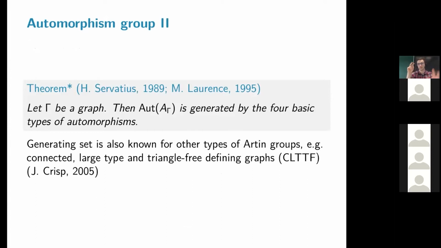This is somewhat independent of your graph, in the sense that for every graph, the automorphism group is generated by these 4 basic types, but the kind of basic type automorphisms you get is dependent on the graph. And this was first proved for several subfamilies of graphs by Servatius in '89, but then Laurence proved it for general right-angled Artin groups that is indeed the case.